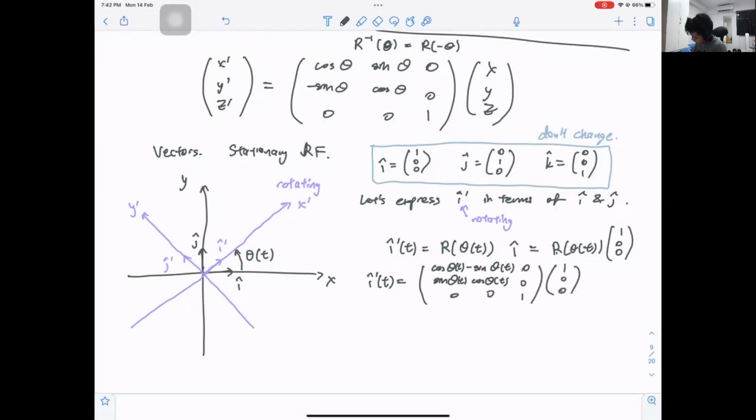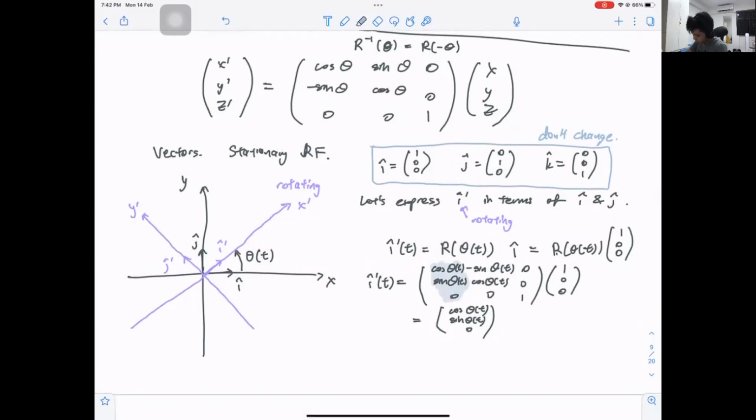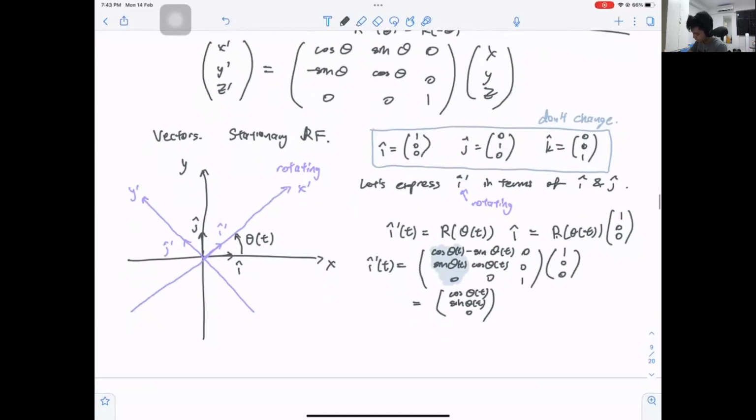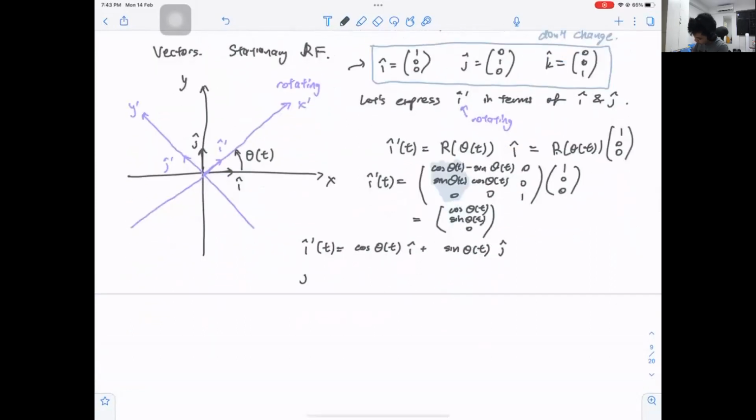Apply a 1, 0, 0. And this is going to give us cosine theta of time, sine theta of time, 0. So effectively it's extracting this column. And if you express that in terms of i, j, and k, then we have i hat prime of t equals cosine theta of t i hat plus sine theta of t j hat. And likewise, if we do the similar thing to j hat prime, then that equals minus sine theta of t i hat plus cosine theta of t j hat.